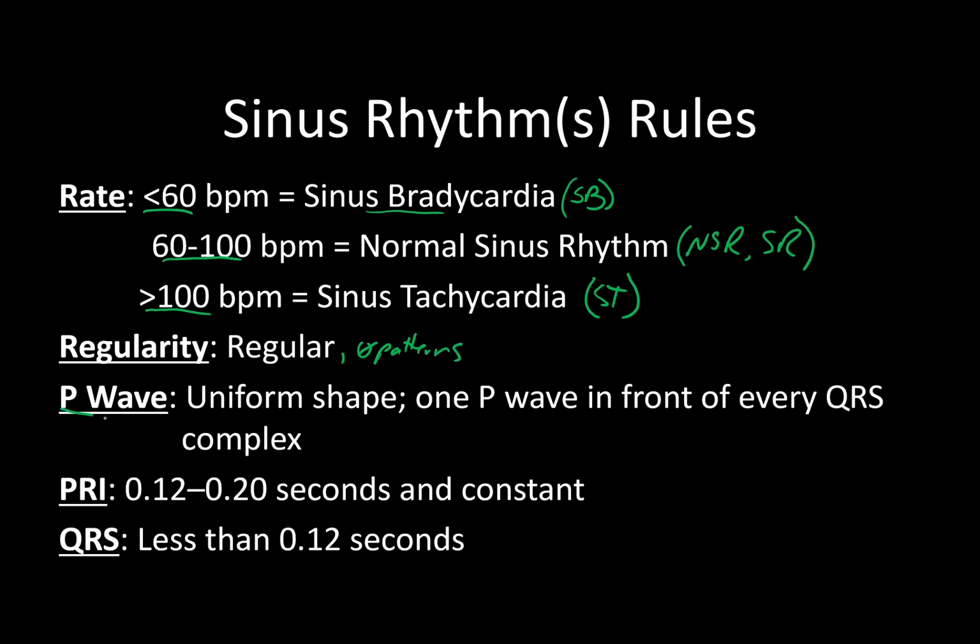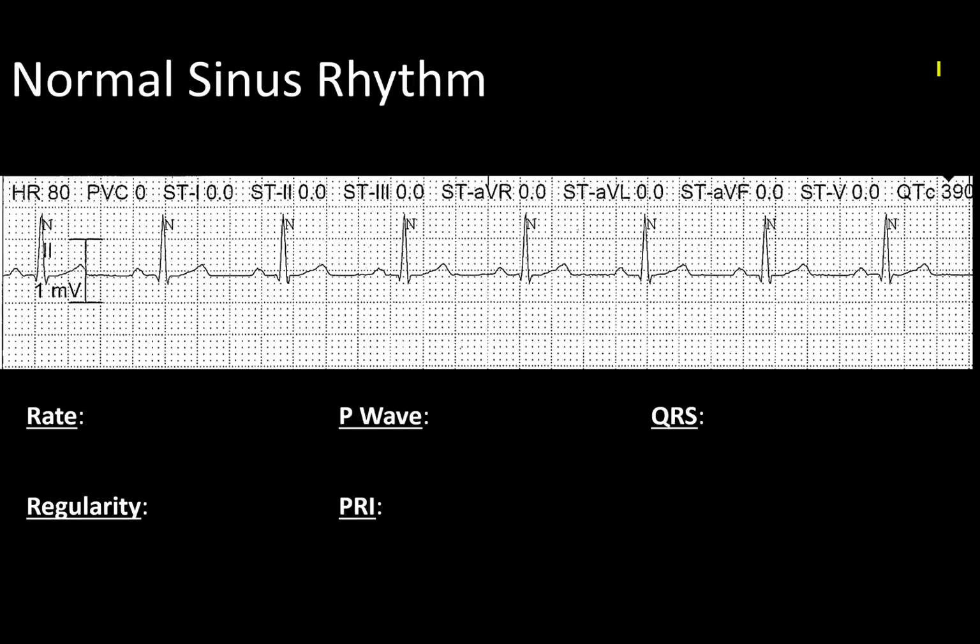Now, your P waves are going to be absolutely perfect. They're going to be uniform, 1 P for every QRS. Your PRI will be perfect. It's going to be between 0.12 and 0.20. And of course, your QRS is going to be less than 0.12, but of course greater than 0.06. And so this is the most natural rhythm that your heart can produce, normal sinus rhythm.